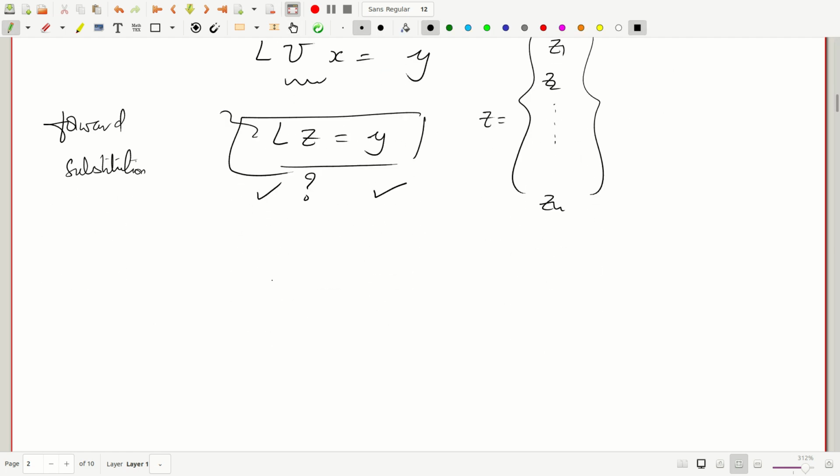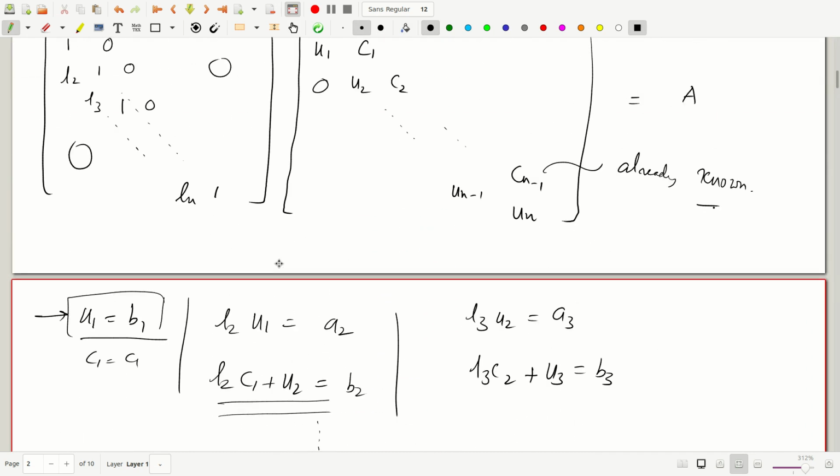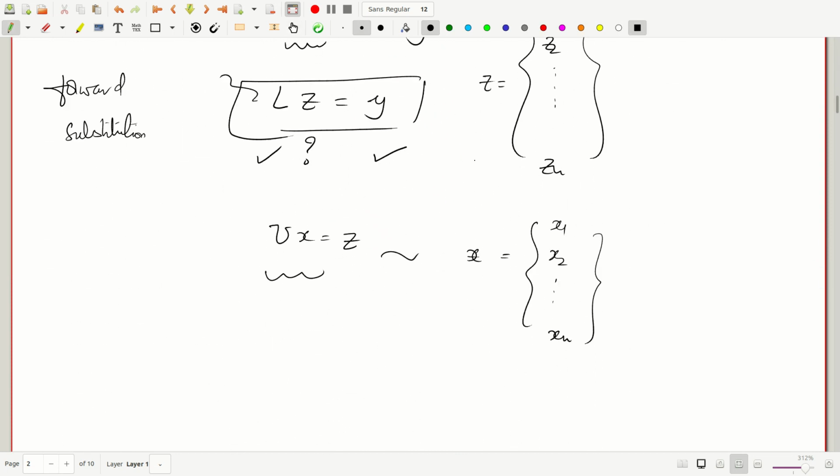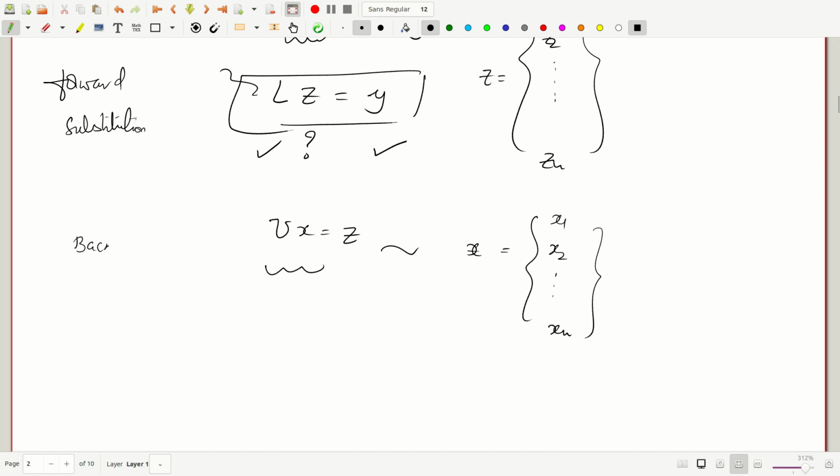Once you know the vector Z, you can solve Ux equals Z, keeping the right hand side as Z, and solve for X. Okay, calculate X, which is X1, X2 all the way to Xn. Now U is an upper triangular matrix, so as a result you have to do a backward substitution, because you have one element here and so on. So you would use backward substitution and then calculate your X. Once that is done, you can calculate X.